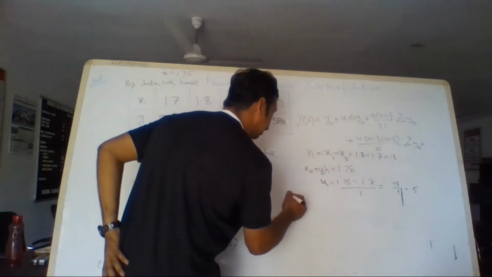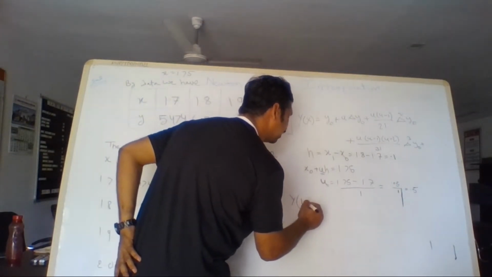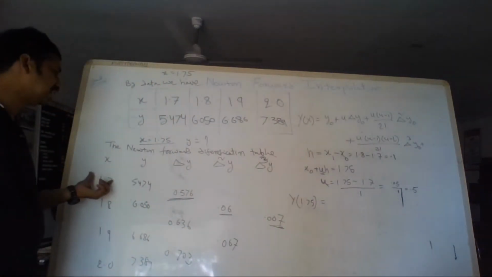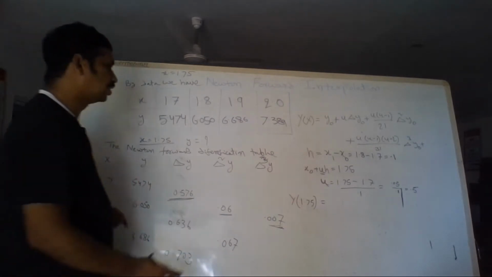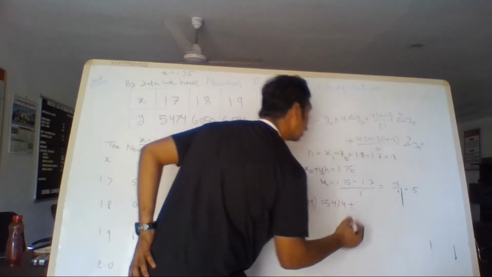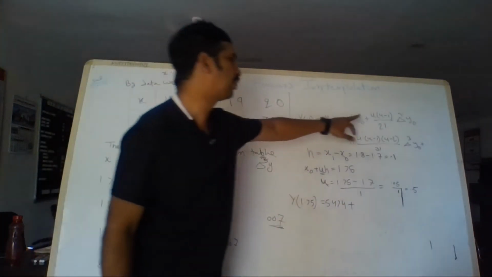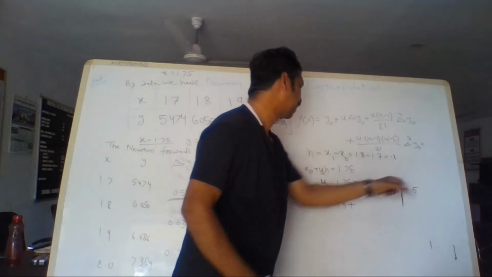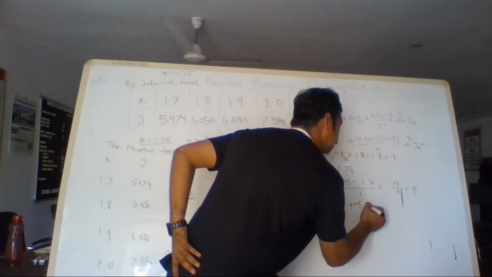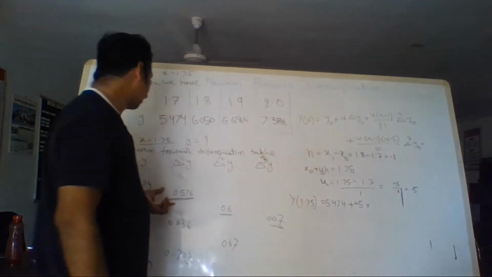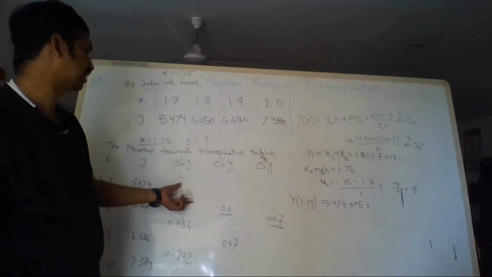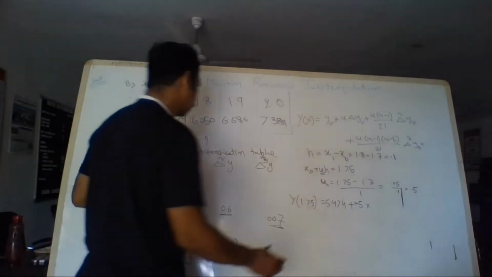y of x equal to y of 1.75 equal to y naught. What is the value of y naught? This is the x naught, y naught, 5.474, plus u into delta y naught. The value of u is 0.5, 0.5 into delta y naught. Delta y naught is 0.576.